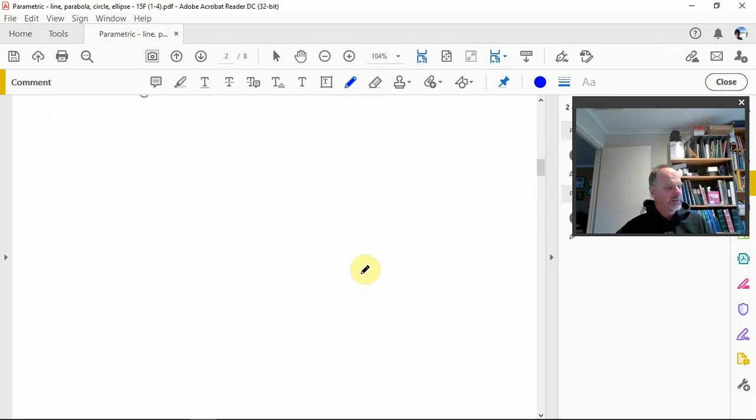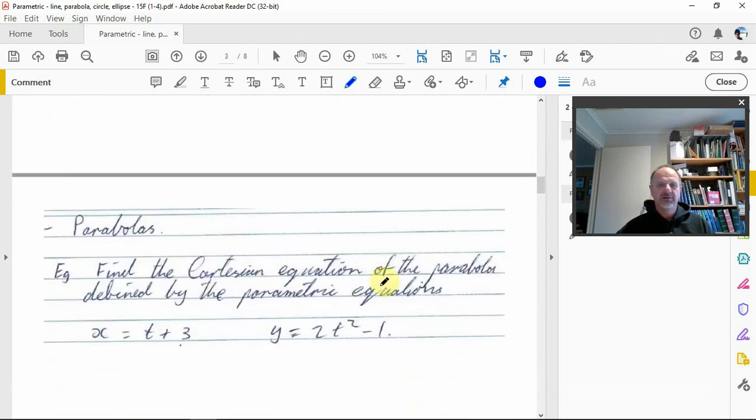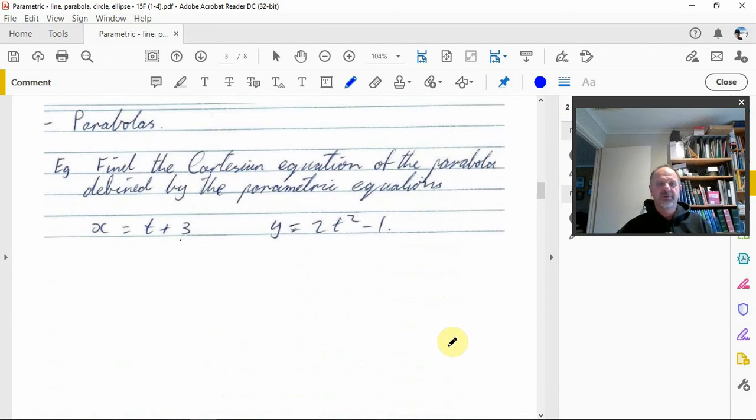So that is straight lines. Parabolas is another thing here. So for parabolas, find the Cartesian equation of the parabola defined by the parametric equations.